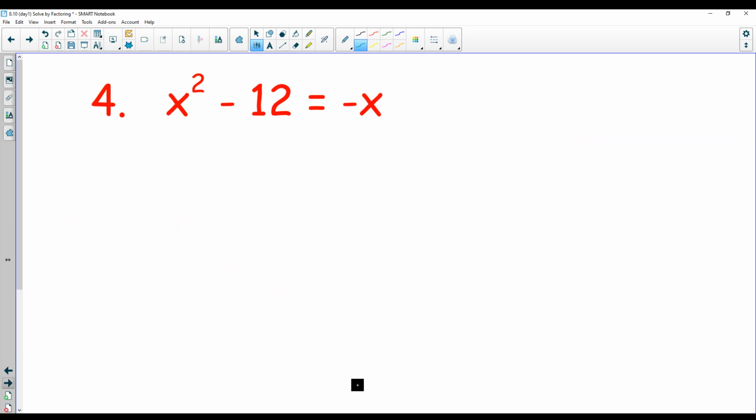Let's take a look here. It is not set equal to 0. It is not equal to y. We need to make this equal to 0. We have to use that zero product property. So we're going to add x to both sides to turn that into a 0. Now, when we look over here, none of these are like terms. I do not put the x's together. I do not put the 12 and the x together. I do need to put them in order, though. So we add the x here, and then the minus 12, and now it's ready to factor.